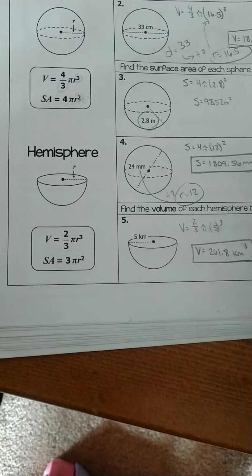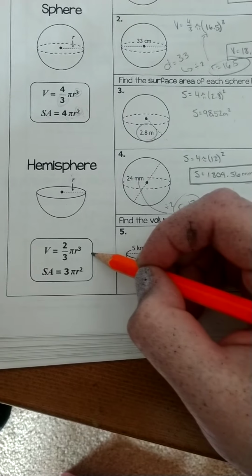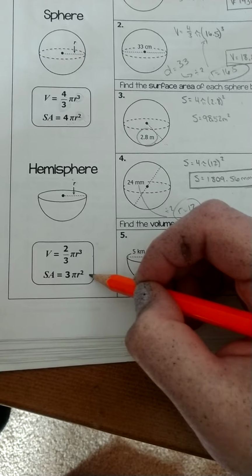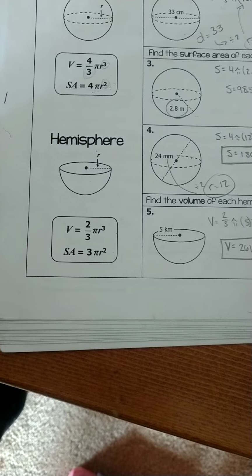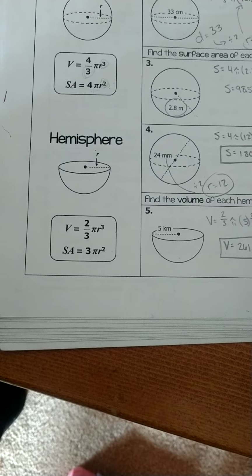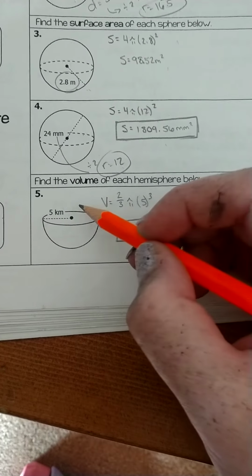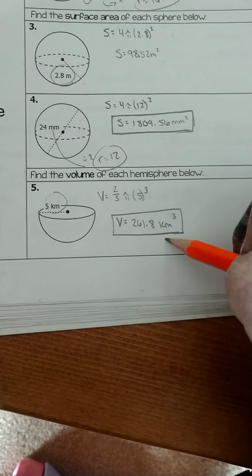Then you've got hemispheres. Hemispheres are half a sphere. Your volume of a hemisphere is 2/3 pi r cubed. Your surface area is 3 pi r squared. So if you want to find the volume of the hemisphere, again, if you notice, the only piece of information you need out of either one of these is your radius. So your radius in this case is 5. Plug it in. You get 261.8.